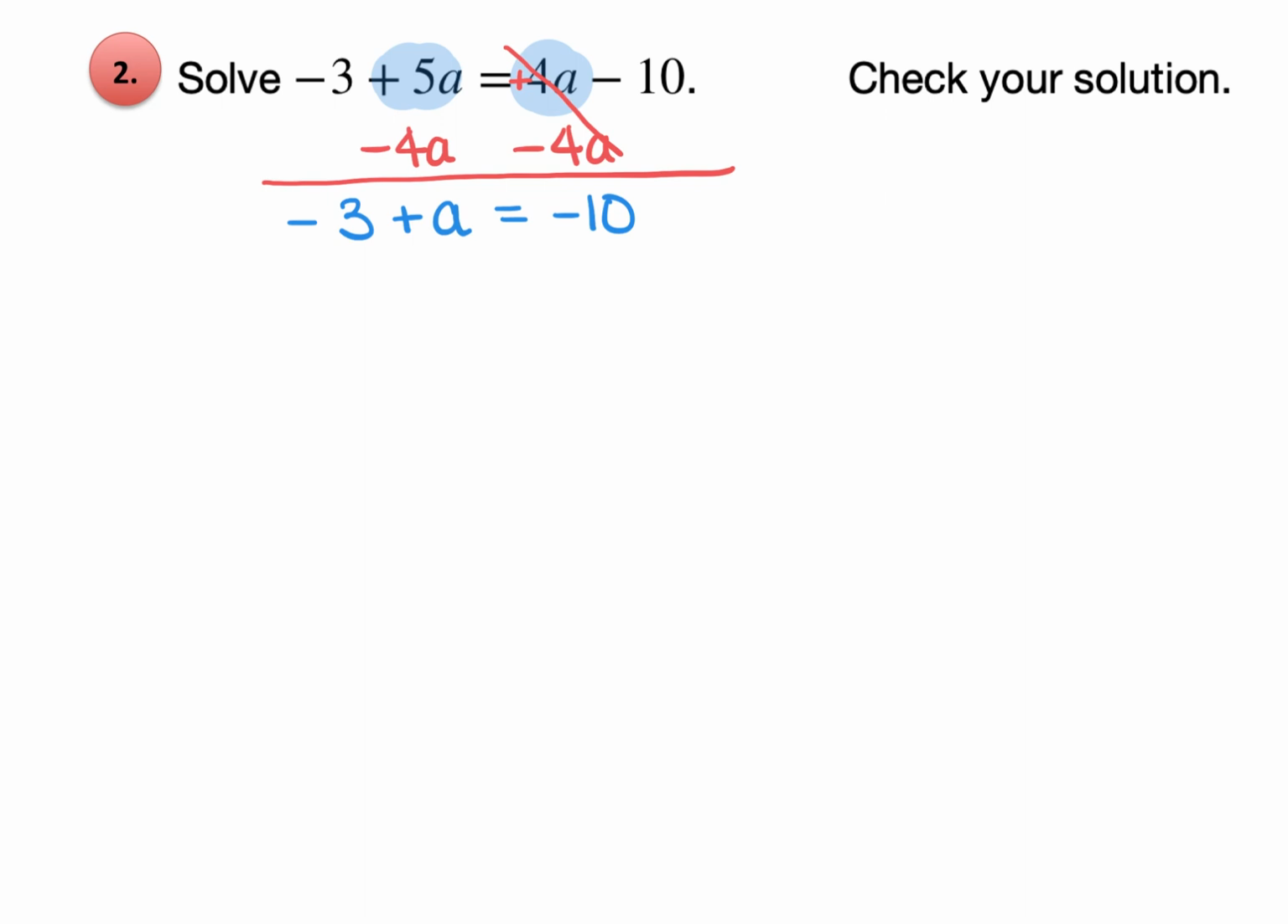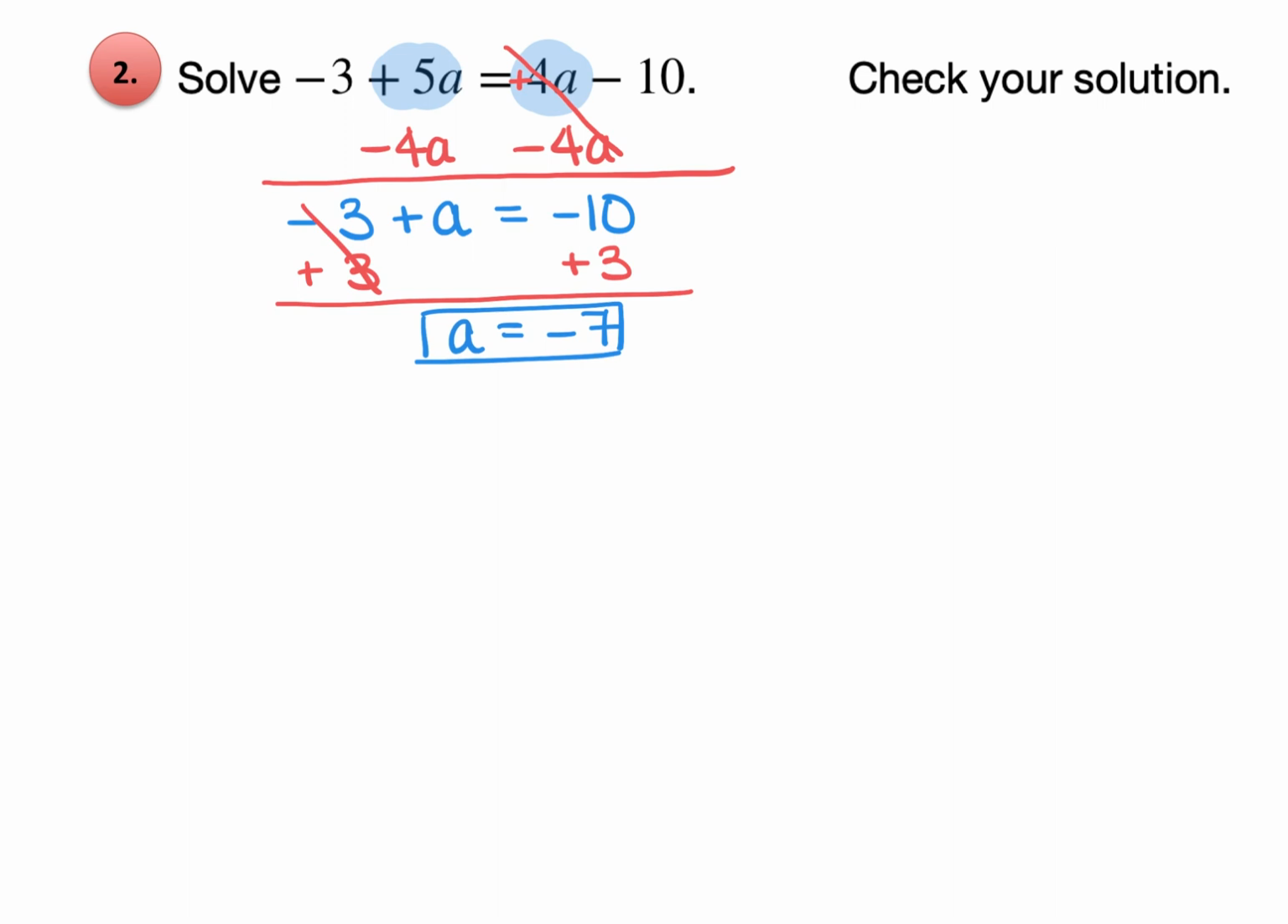And now this looks like any other equation you've solved before. I'm going to add 3 to both sides. This is going to cancel. I'm going to be left with a is equal to negative 10 plus 3, which is going to give us negative 7. So that's my solution for that one.